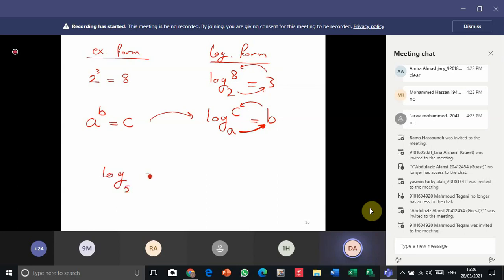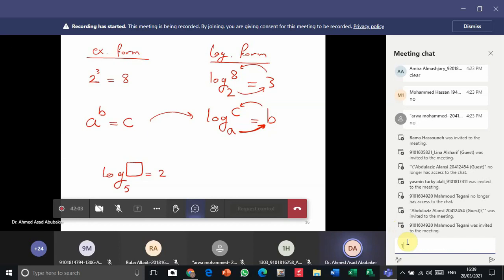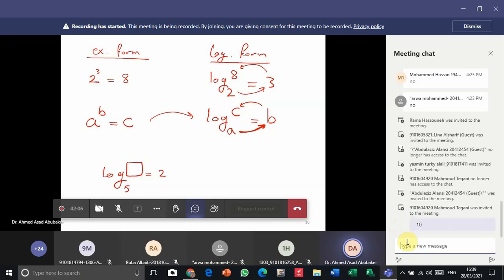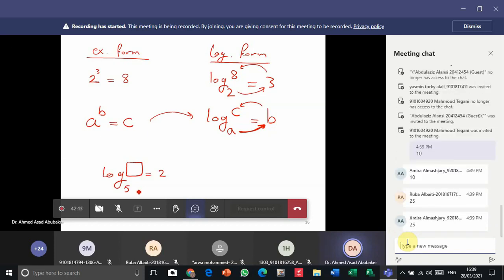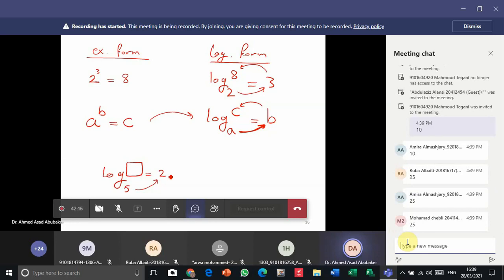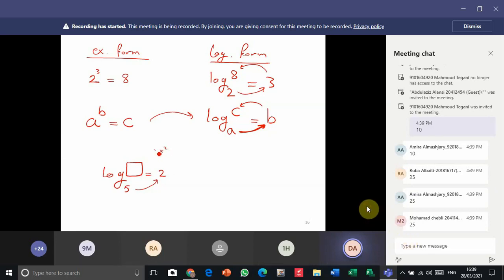So, for example, if we have logarithm of the empty box to base 5 equals 2, what's the value in the box? 10? Wait, not multiply, to the power. 5 to the power 2, so we have 5 to the power 2. This is the value inside the logarithm. So we have 25. Okay, 5 squared equals 25.